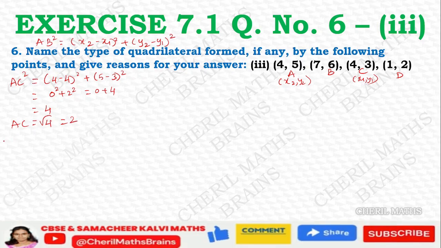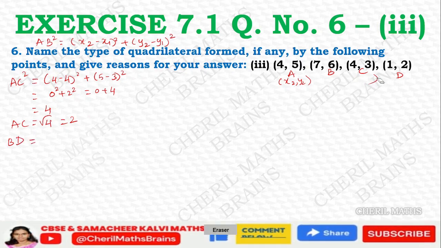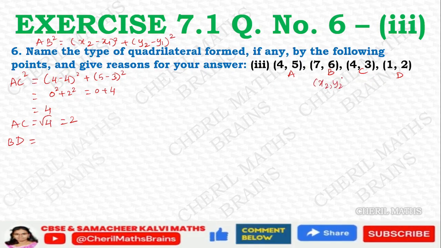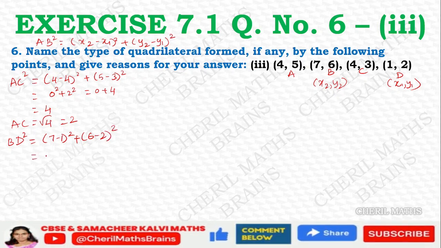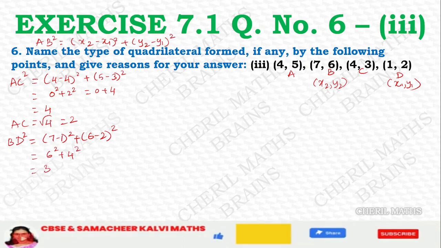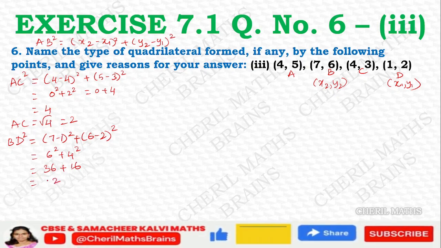Okay. Next thing is going to be BD. When I am finding for BD, B I am taking as x2, y2, and D I am taking as x1, y1. So BD square is what? 7 minus 1 the whole square plus 6 minus 2 the whole square. So it will be 6 square plus 4 square, so 36 plus 16, which will be 52. Okay, your BD square is 52.